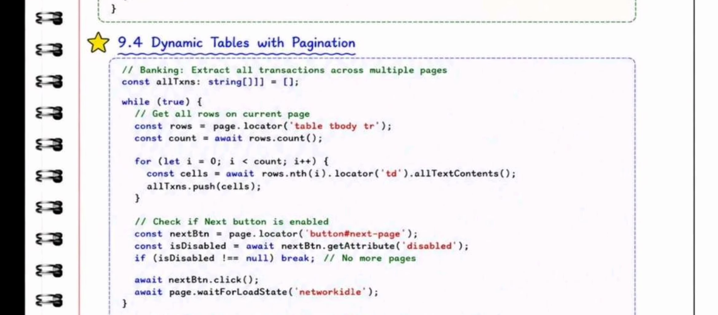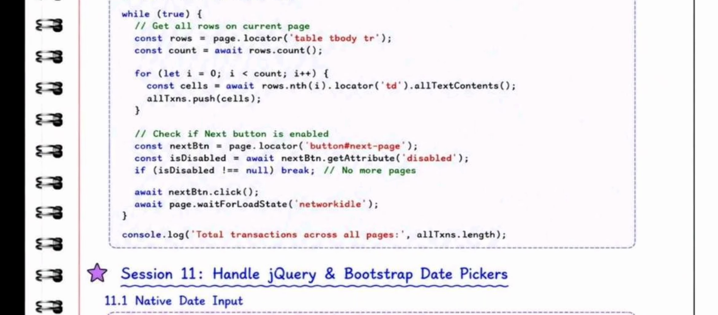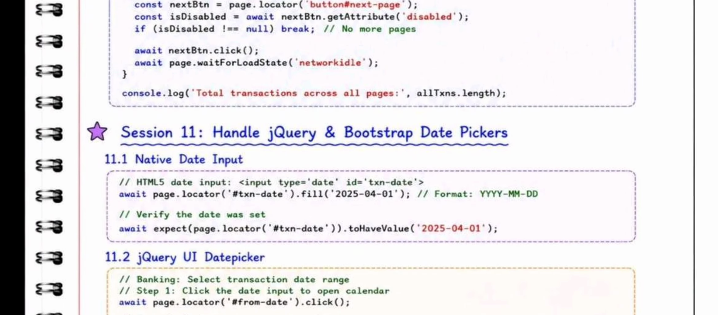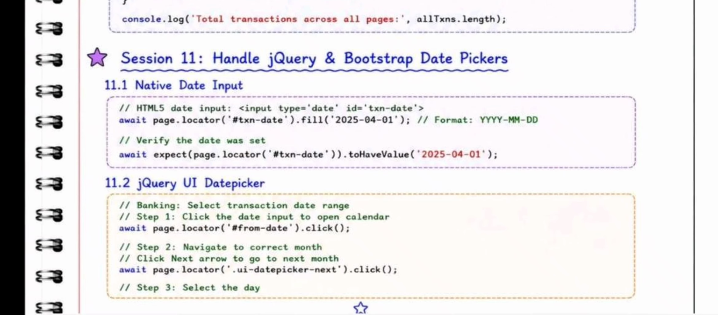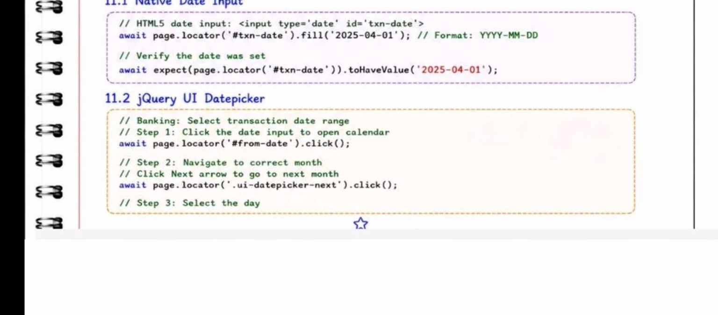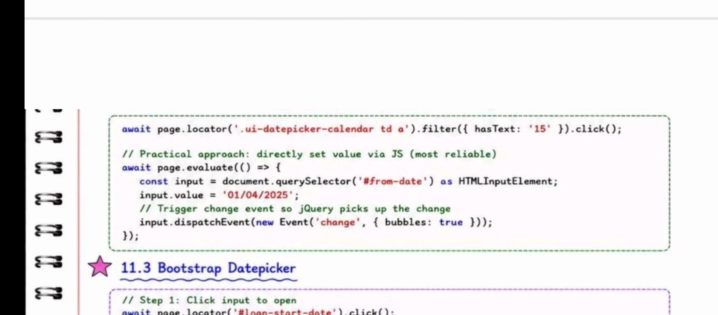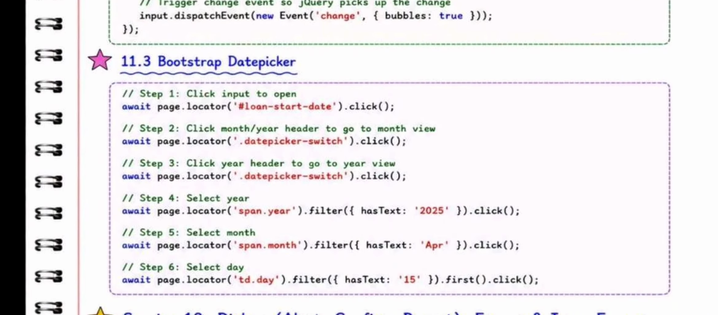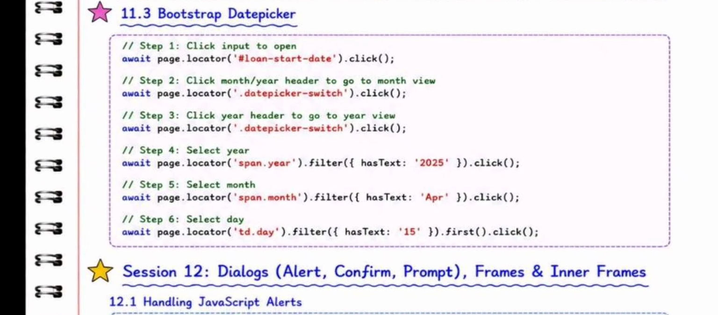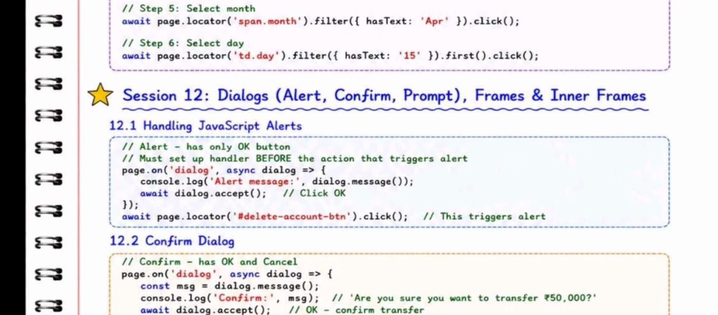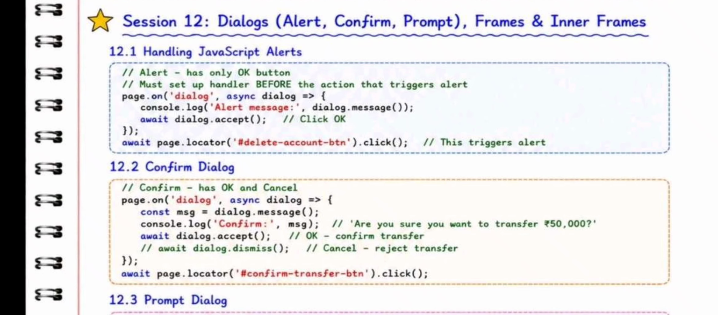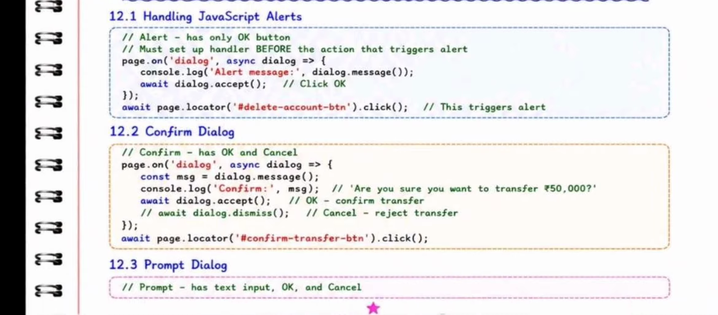And then we have talked about handling the dynamic tables with pagination. And then we have talked about handling the jQuery and Bootstrap date pickers. And then we have talked about handling the dialogues, frames and inner frames.